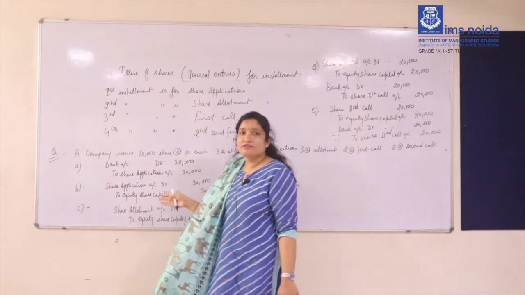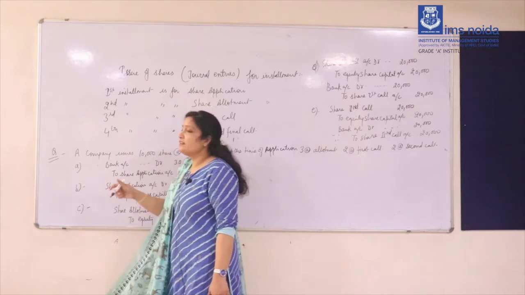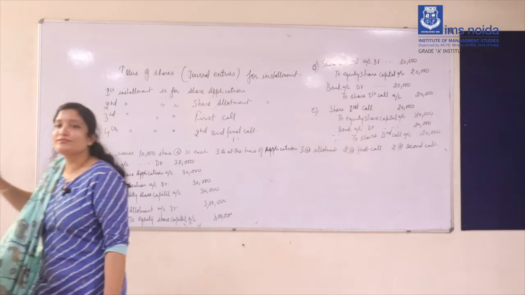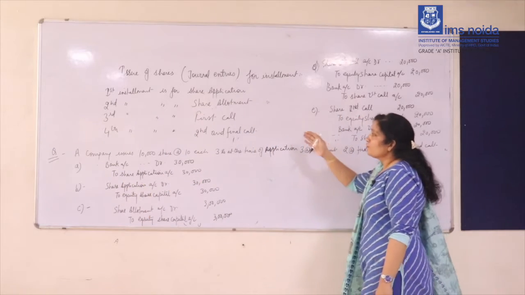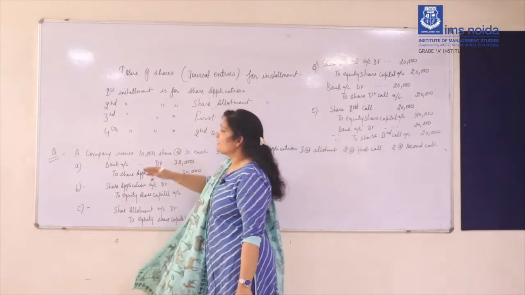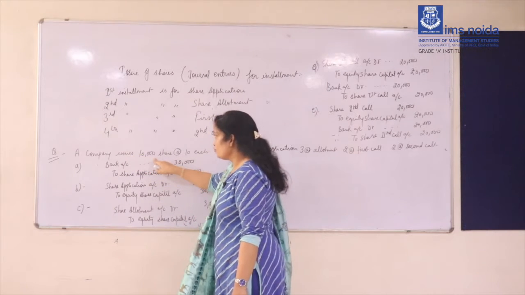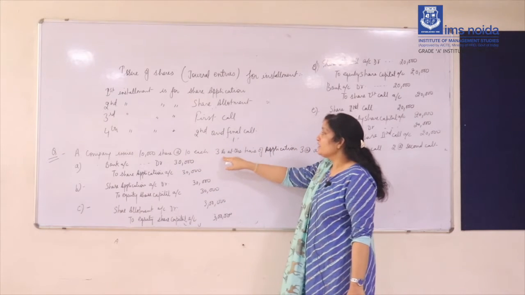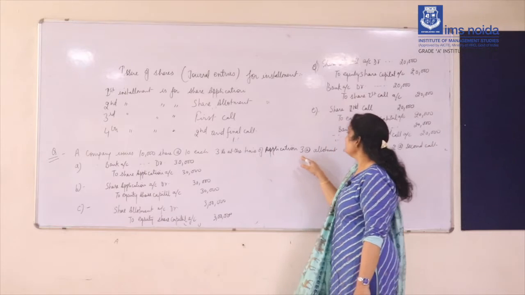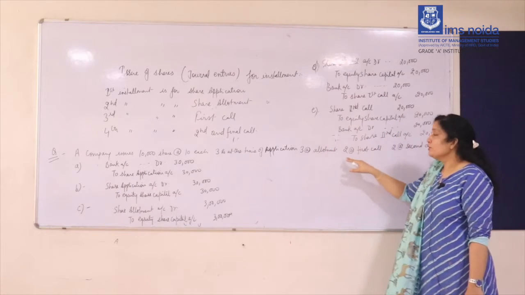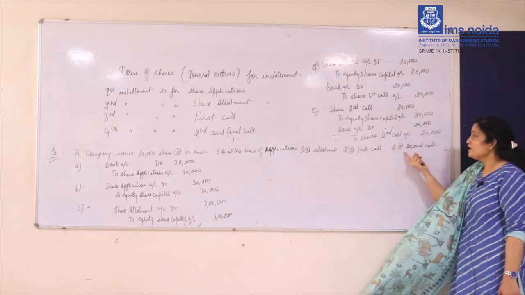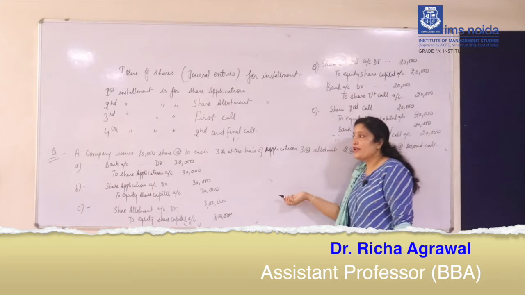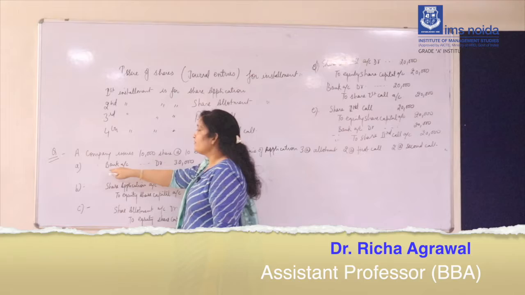Now to understand this installment part, we will take an example. A company issues 10,000 shares at the rate of 10 each: 3 rupees at the time of application, 3 rupees at the time of allotment, 2 rupees at the time of first call and 2 rupees at the time of second call. Now we will understand how to pass the entries for this question.